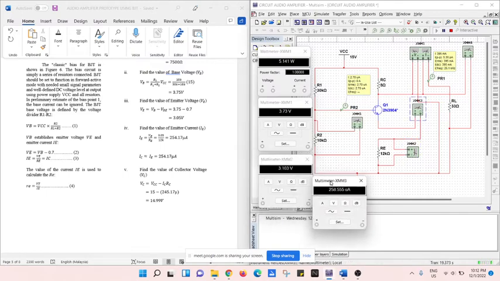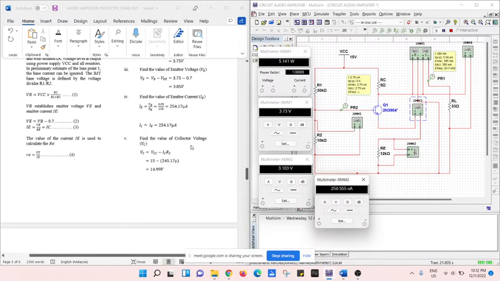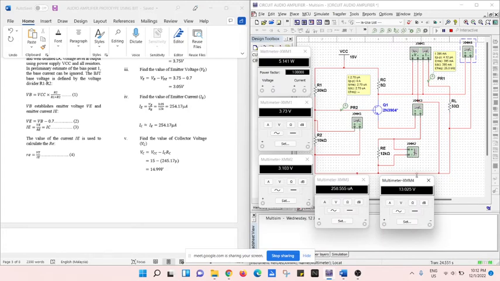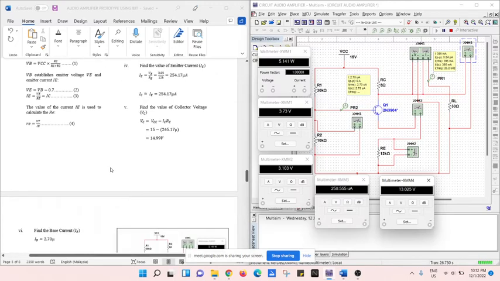The value that I measured in this circuit using the multimeter is 258.555 microampere. Next, to find the value of collector voltage VC. VC is equal to VCC minus IC times RC. The value that I get is 14.99 volt. The value that I measured in this simulation is 13.025 volt. It's almost the same value that I get in the calculation.